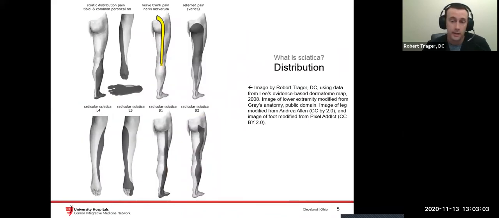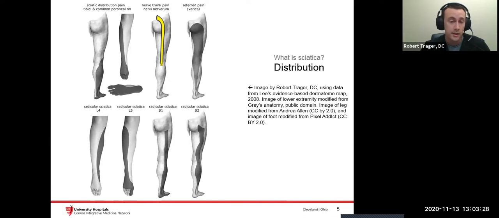What is sciatica? So sciatica is a very broad term. It's almost like saying that you have a headache. It's really just telling us that there's pain or sensory symptoms in the distribution of the sciatic nerve or along the course of the sciatic nerve. And the sciatic nerve is the longest, thickest nerve in the body. It runs down the back of your thigh, deep down in the thigh.